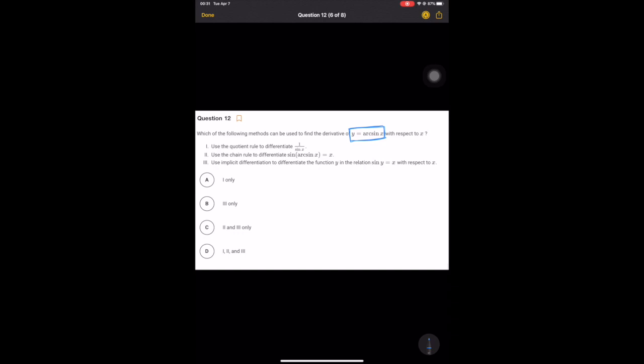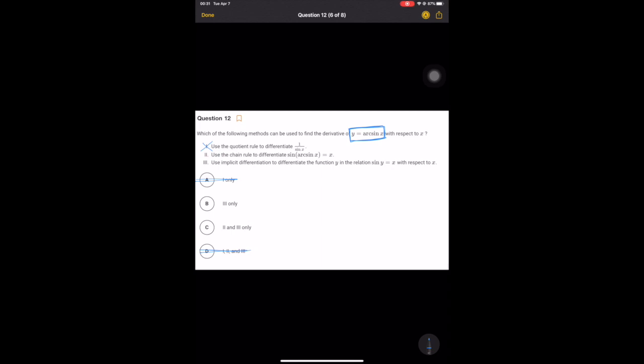Let's go through the first option. Use the quotient rule to differentiate 1 over sine x. This one definitely cannot be our answer, because 1 over sine x is the same thing as cosecant x, and cosecant x is not at all related to arc sine of x. So that cannot be it. And that eliminates some of our answers. It cannot be A, it cannot be D. So now we have a 50-50 chance. It's either B or C. But let's go all the way through.